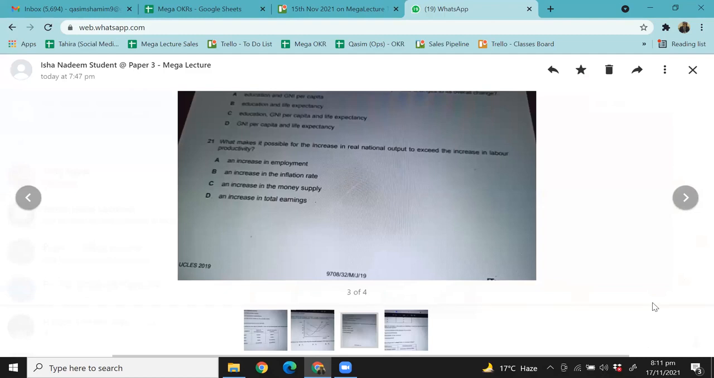Because the real output has been accounted for inflation. So if the inflation rate of a country is increasing, your real output would increase. So that's why I said B would not be the answer, right? To be very honest, this question is not making much sense if the real GDP increases more than the labor productivity. What makes it possible? So it's asking for the explanation of why the real GDP, real output, will increase more than labor productivity.